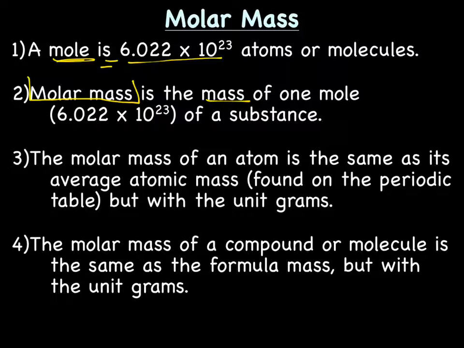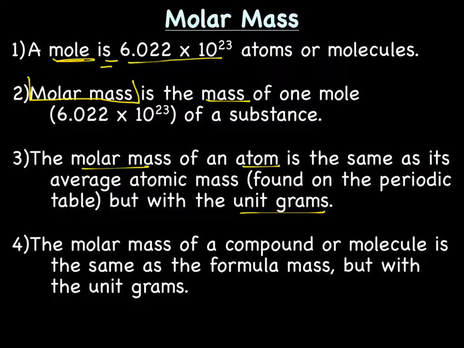So the molar mass of an atom is the same as its average atomic mass. Remember, the average atomic mass is found on the periodic table with the units AMU if we're talking about a single atom. So the molar mass of an atom is the same number that is found on the periodic table, but now the unit is grams.